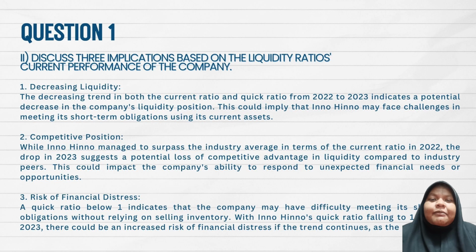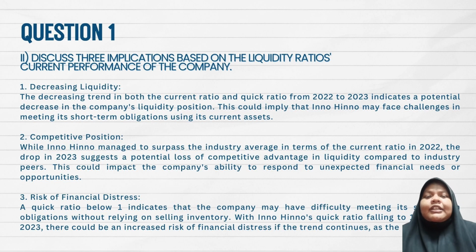While Inohino managed to surpass the industry average in terms of the current ratio in 2022, the drop in 2023 suggests a potential loss of competitive advantage in liquidity compared to industry peers. This could impact the company's ability to respond to unexpected financial needs or opportunities.